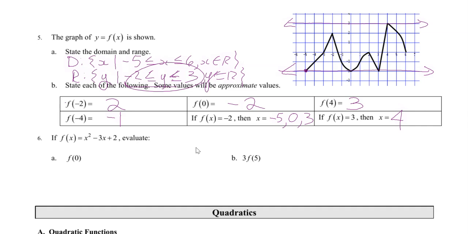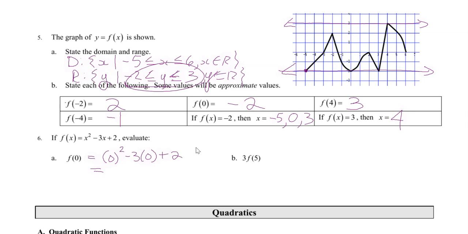Well, good. So here's function notation of a quadratic. Then evaluate. So what does evaluate mean? Literally, it just means find the value. What is the value of f of 0? What's f of 0 mean? It's the value of y when x is 0.